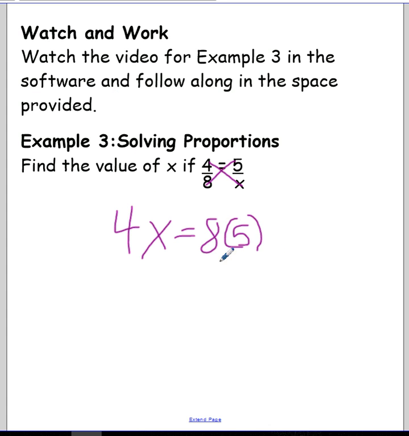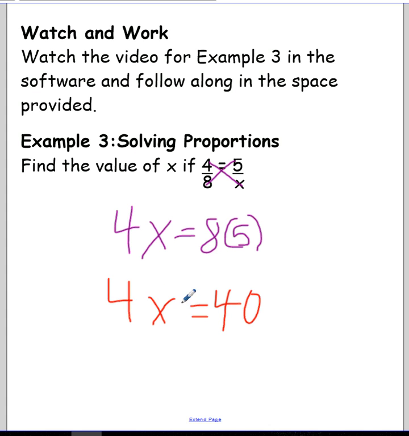So you can see we can simplify on the right-hand side. We can do 8 times 5. So we're going to put 4 times x is equal to 40. And in our process, that was that first step, to cross multiply and set the products equal to each other. Then step 2 is divide both sides by the number that's being multiplied by the variable. That's actually called the coefficient.